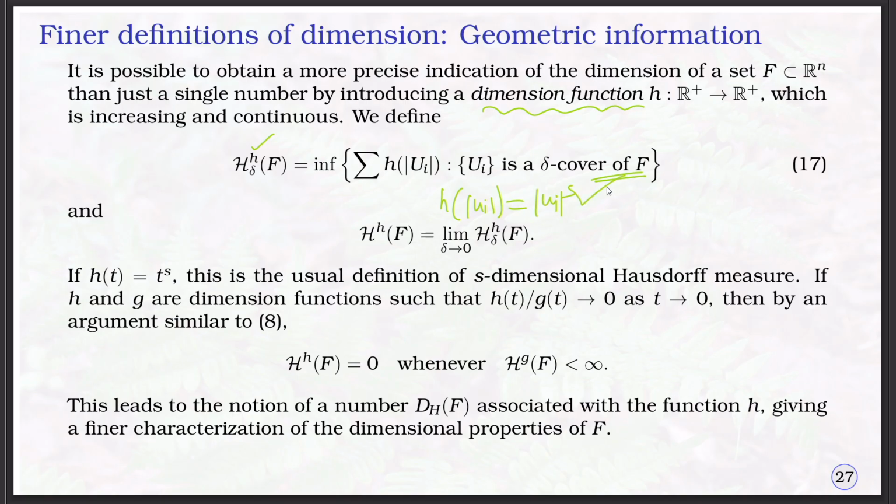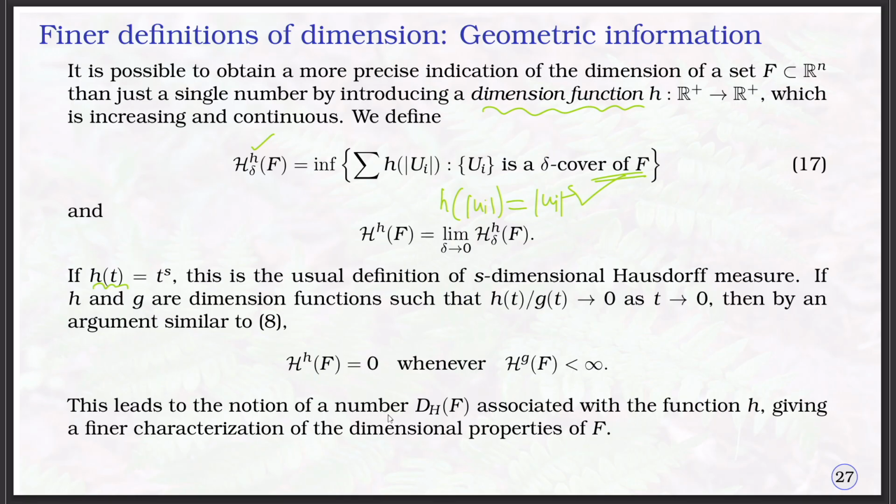This is our usual definition of s-dimensional Hausdorff measure which we discussed now. It will coincide if you are taking h of t equal to t power s. If h and g are dimension functions such that h of t over g of t tends to 0 as t tends to 0, then by an argument similar to the earlier one, H^h of F equals 0 whenever H^g of F is less than infinity.